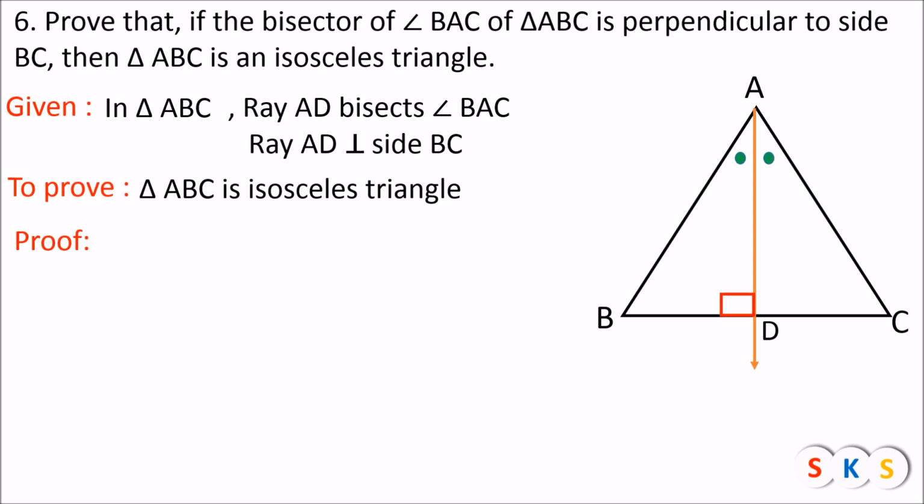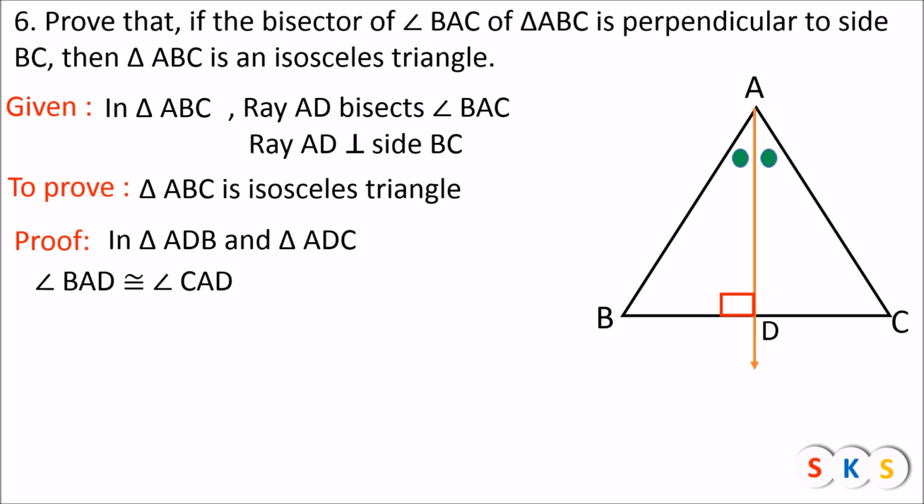Let's see the proof. Here we are going to prove triangle ADB and triangle ADC congruent. So in triangle ADB and triangle ADC, look at this figure. Angle BAD and angle CAD will be congruent, right? Angle BAD is congruent to angle CAD because ray AD bisects angle BAC. Why are these two angles equal? Because AD is a bisector of angle BAC. It's given.